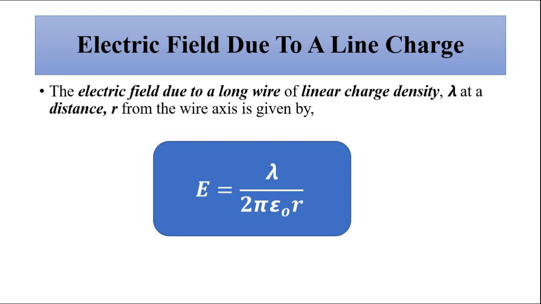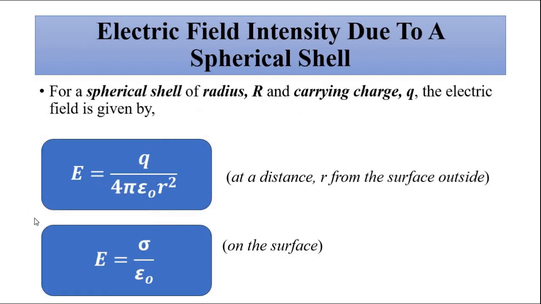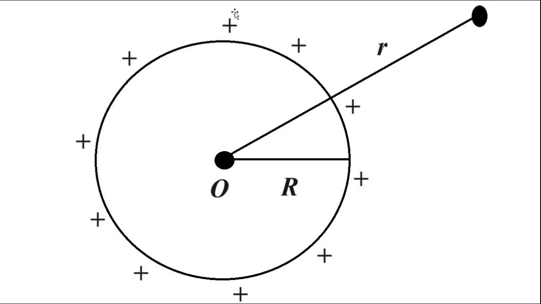Then we have electric field due to a spherical shell. Let us say we have a spherical shell of radius capital R. There are three cases here. First, the electric field at any point outside the shell, away from the surface at a certain distance. Another case is the electric field on the surface of the shell, that is the second case. And another case is somewhere inside the shell. So these three cases are there.